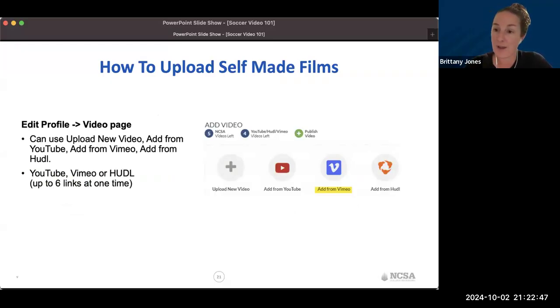You can send us a file. So if you make it and it's a movie file, you can still upload it on this button here. It just may take a day to get on there because we have to verify it's compatible with our system. So easiest thing if you're making your own films is to connect them to YouTube and then connect your YouTube to your NCSA. Okay.